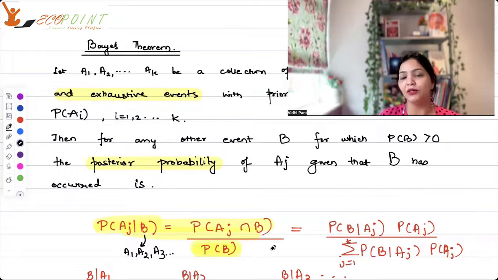In the next video, we'll work on certain examples and it will be absolutely clear to you where to use Bayes' theorem and where we do not need to use Bayes' theorem.